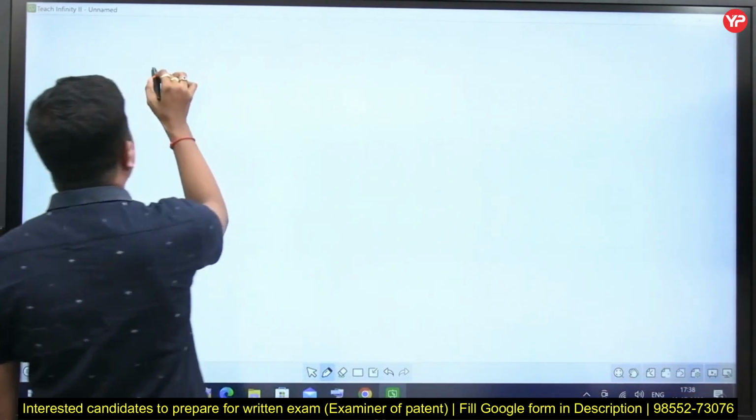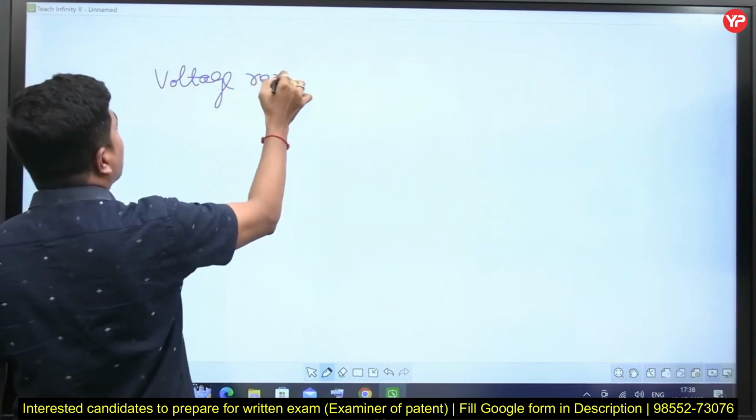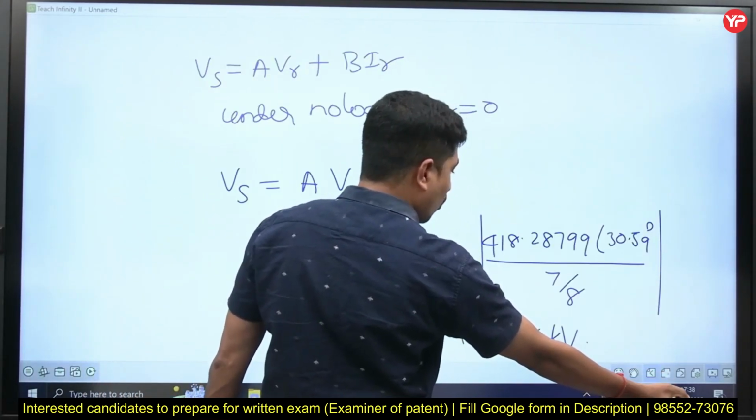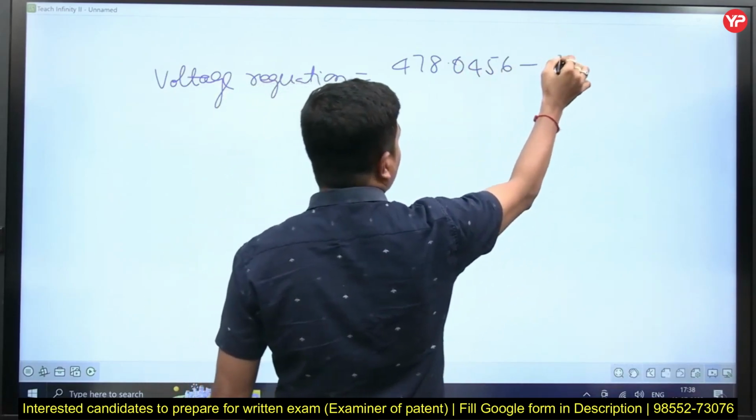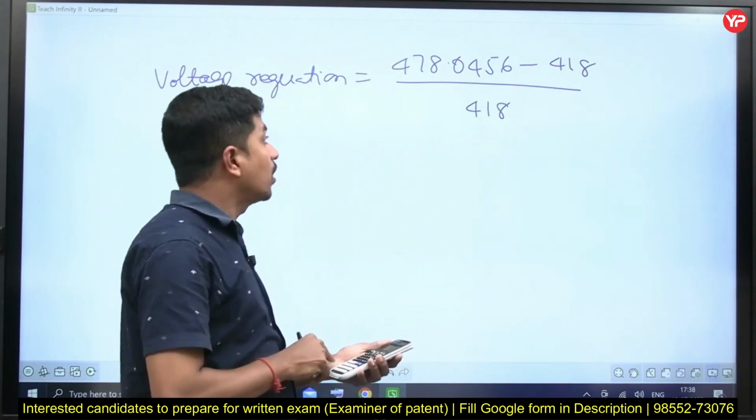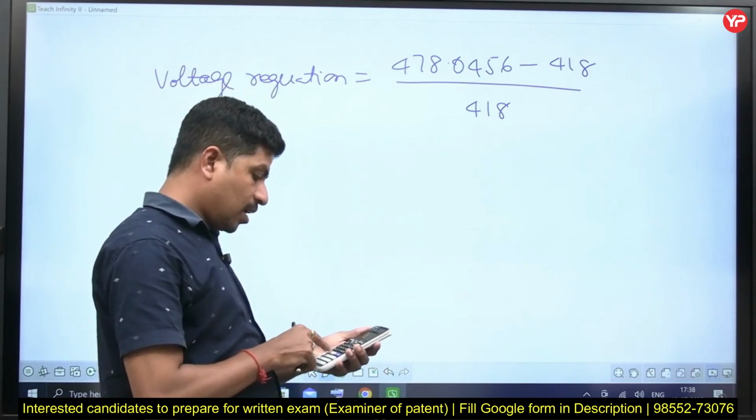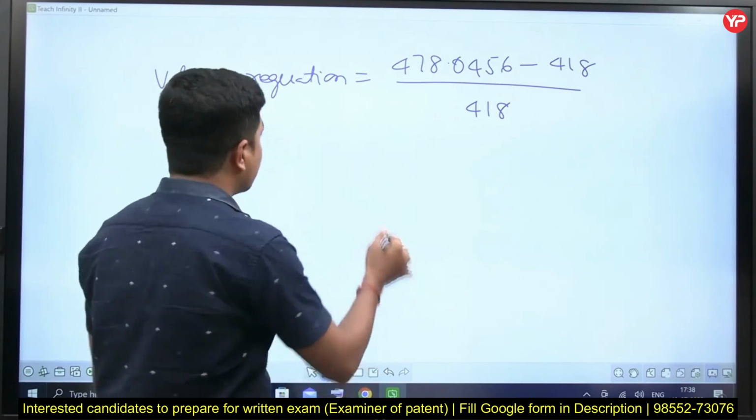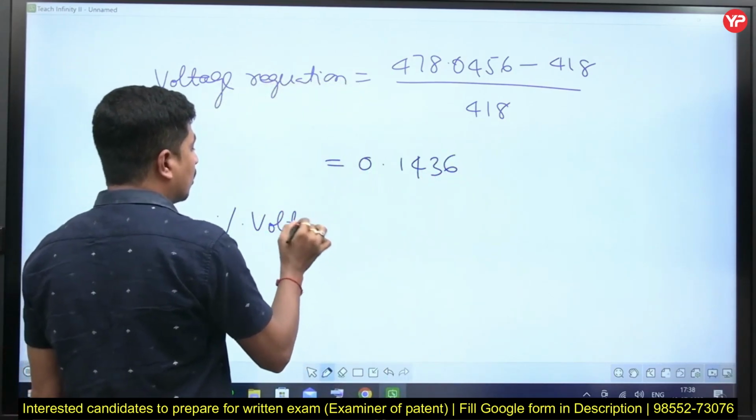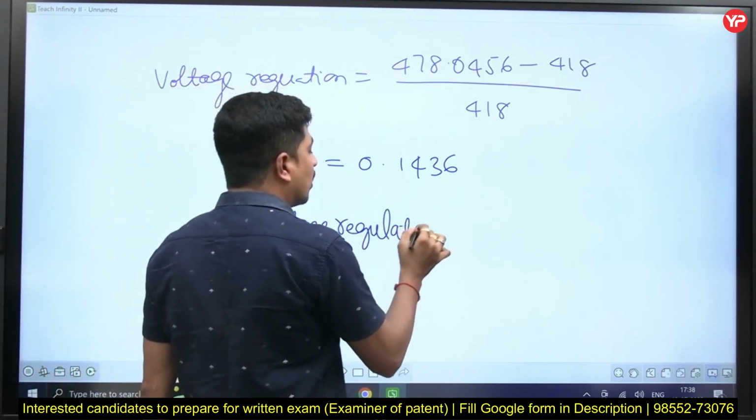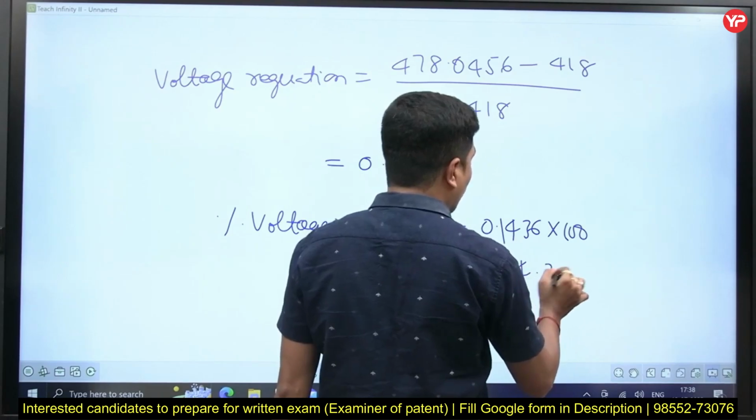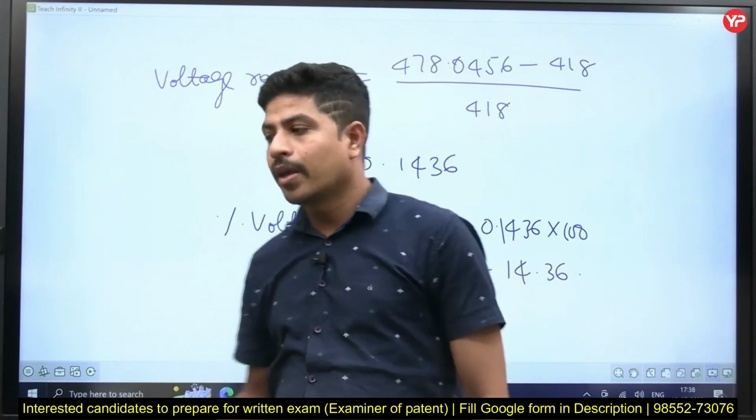Observe, voltage regulation is equal to 478.0456 minus 418, divided by 418. That is equal to 0.1436. If we want the percentage voltage regulation, that is equal to 0.1436 into 100, which is equal to 14.36, right? So this way we have to calculate.